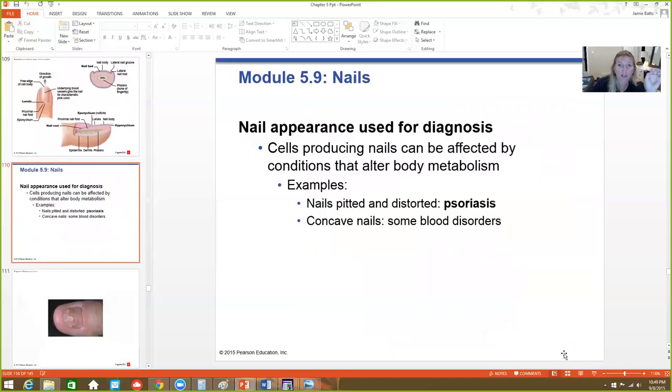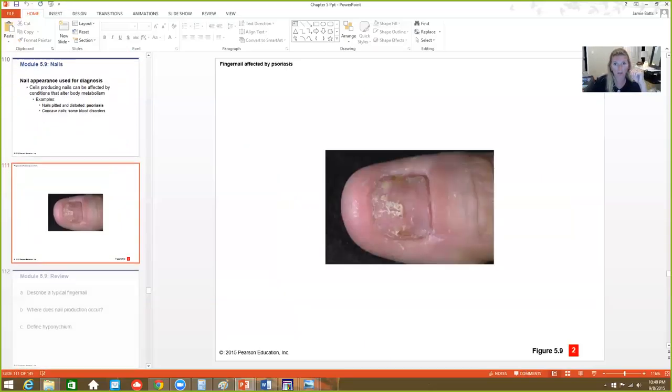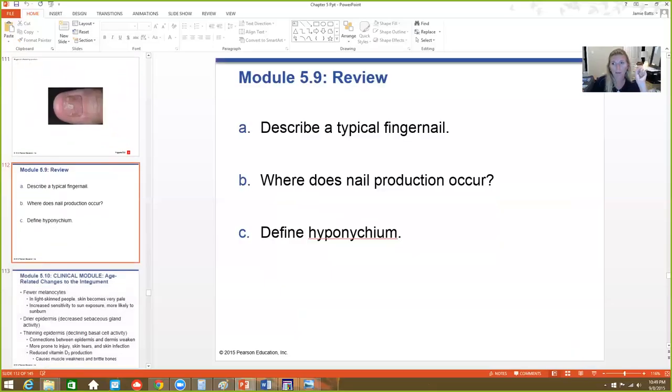A lot of clinicians use nails as well as skin for diagnosis because the cells that produce the nails are affected by the same conditions that alter your metabolism. So if you have nails that are pitted or distorted, or maybe they're weak, or they break very easily, it could be diagnostic, like maybe you're vitamin deficient, or maybe you have psoriasis, or maybe even a blood disorder, depending on the shape of your nails. This would be psoriasis. Not going to leave that up. It's kind of gross. Answer these questions. Pause the video. Make sure you're keeping up.